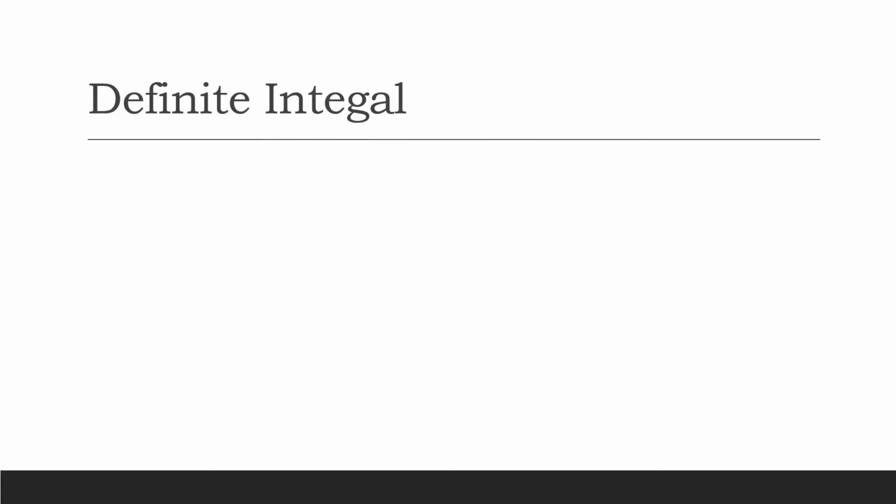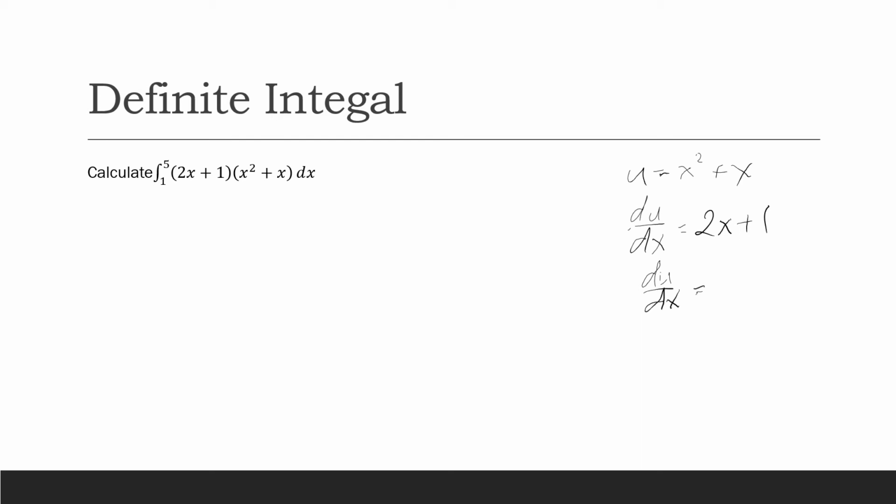Let's see some examples of definite integrals. These are the questions. So as usual, we have to find the u and the du. In this question, the u will be x squared plus x, and then du per dx is equal to 2x plus 1. So we bring the dx to the right hand side, and we will get du equal to 2x plus 1 dx.